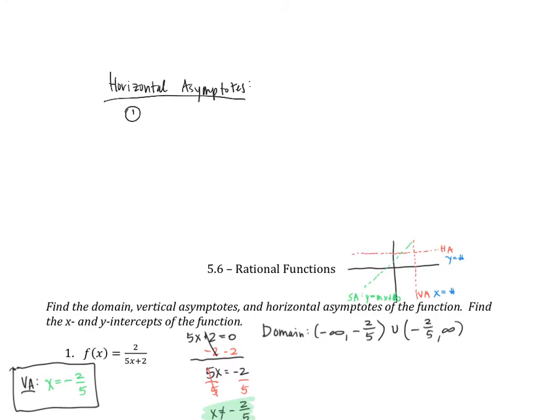Okay, so case 1 is the degree of the numerator is smaller than the degree of the denominator.